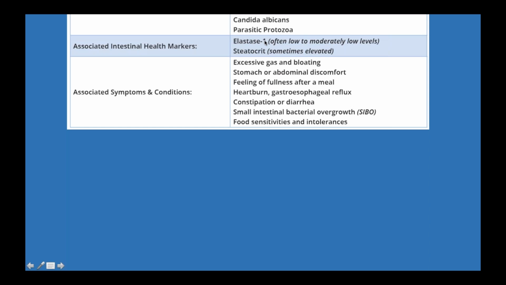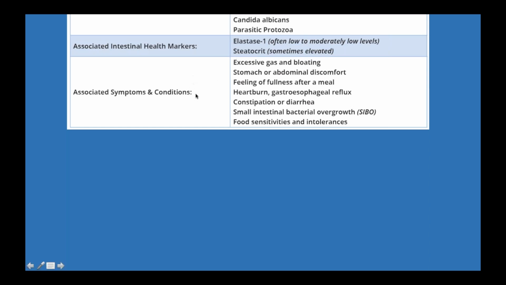But as we just talked about earlier, sometimes that can be normal, and yet we still see a reduced digestion pattern, and it's thought that that's likely due to some sort of functional impact on the brush border of the small intestine. Also, we frequently see a high steatocrit, which is a measure of fat malabsorption. Typically, that can be either due to pancreatic insufficiency, so a lack of lipases, or a reduction in bile acids.